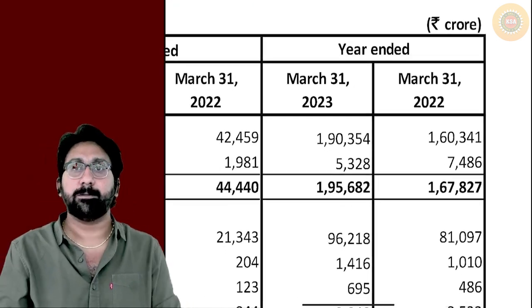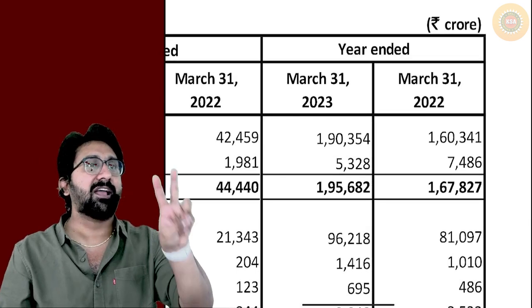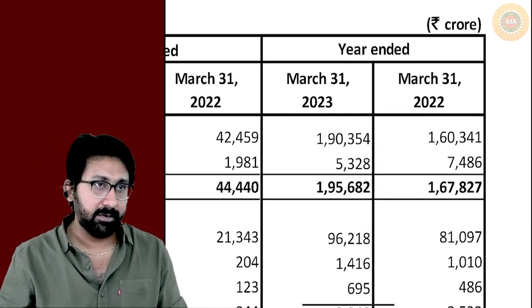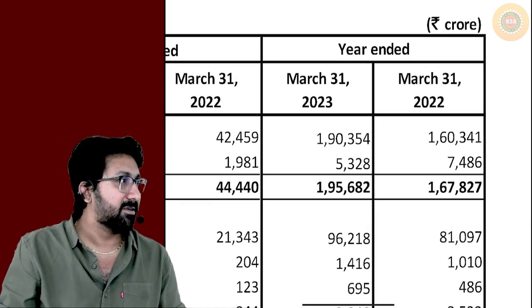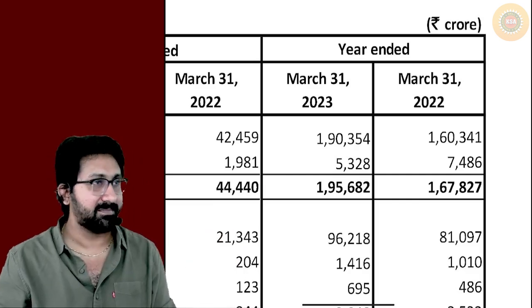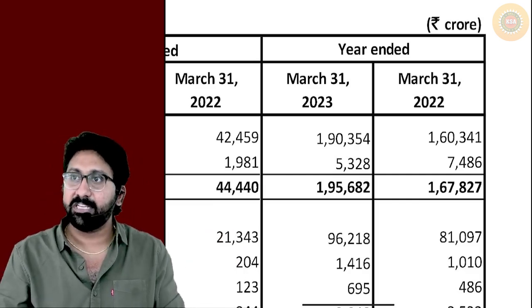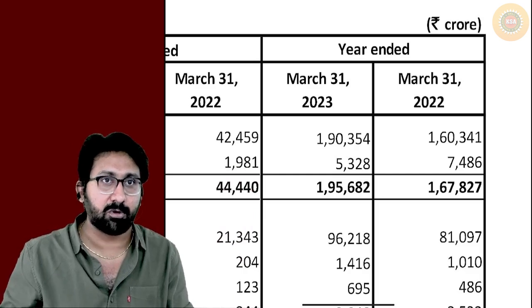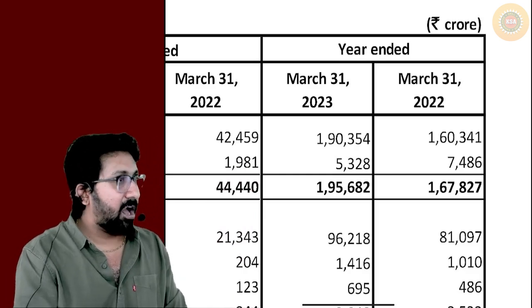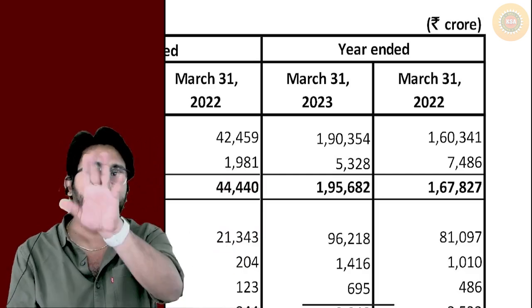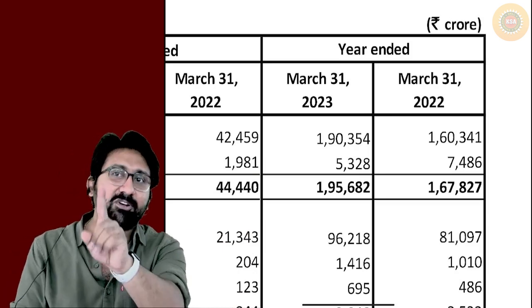1,90,354 crores is the turnover. 2 lakh crores. Compare that with the budget of South India. Seriously, each state has around 45,000 crores of budget every year. All of South India could write a budget for 1 year with only one of their 27 companies.